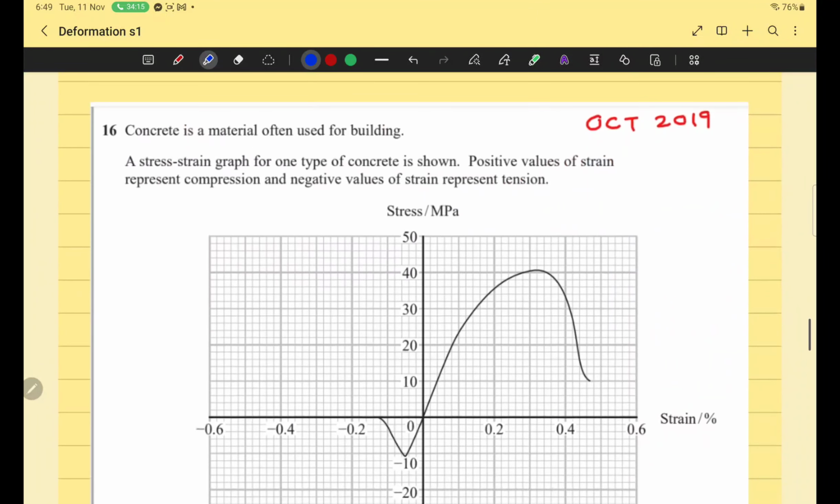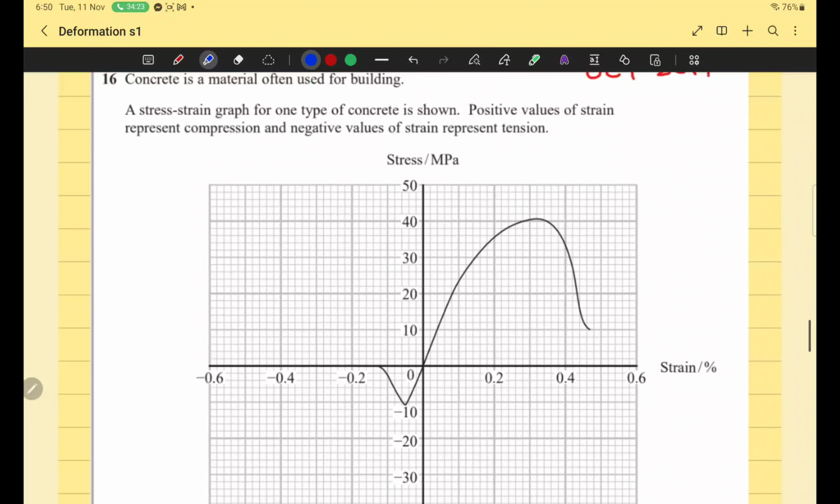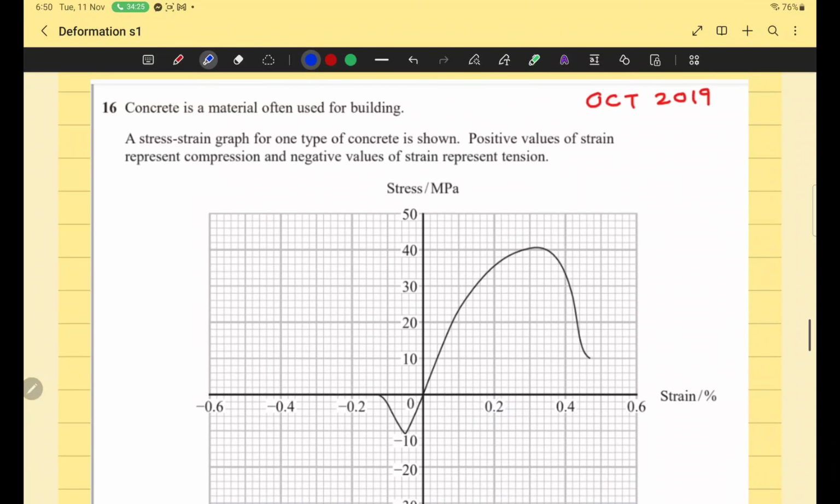So now I am starting a new question. This is October 2019, and in this question the graph is not a straight line. The question is: concrete is a material often used for building. So you are given a stress and strain graph for one type of concrete.